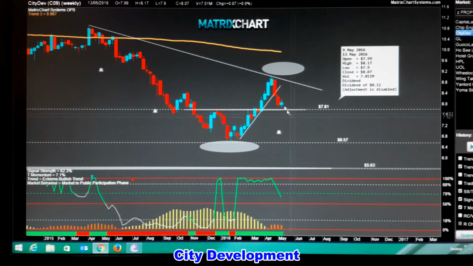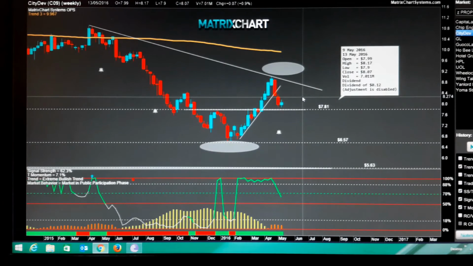So this week we have a closing spinning top candlestick. In the past 2 weeks we have the extreme bearish one black crow, followed by an extreme bearish candlestick. And right now it's sitting on the horizontal line 7.81. I'm expecting this line will be broken next week. If it does so, then I will see in the next 3 weeks it will come to visit this line 6.57.